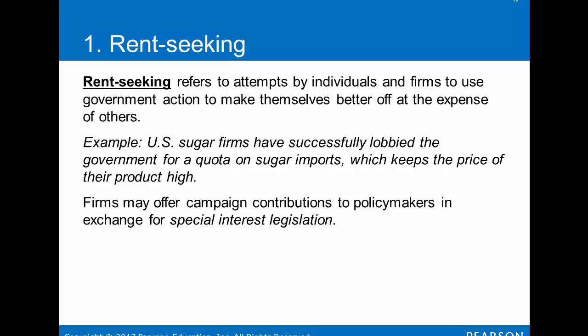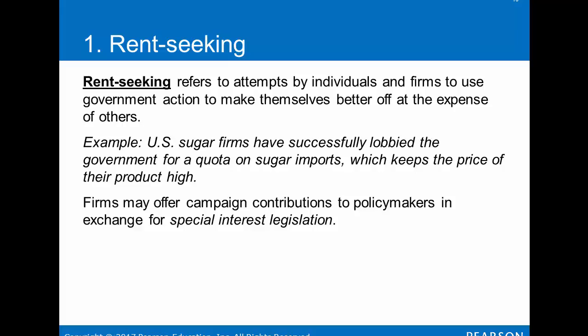This happens in lots of different industries. Sometimes when you read reports on how something was approved, you start to question yourself: who does that benefit? Does that benefit all of society, the majority of society, or specific people in society? So for rent seeking, there's an example: U.S. sugar firms have successfully lobbied the government for a quota on sugar imports. This basically limits the amount of sugar that can be imported, which keeps the price of the product high.